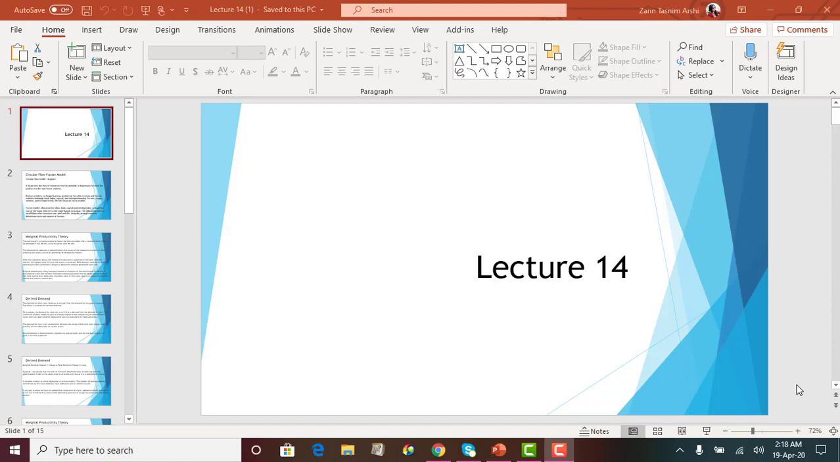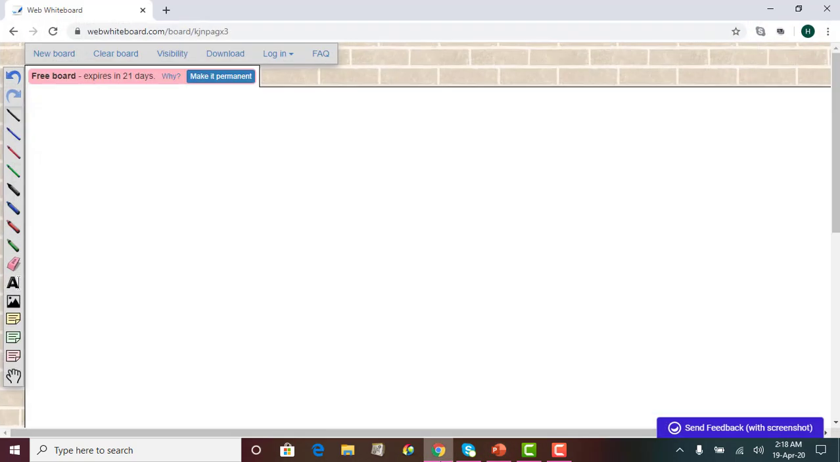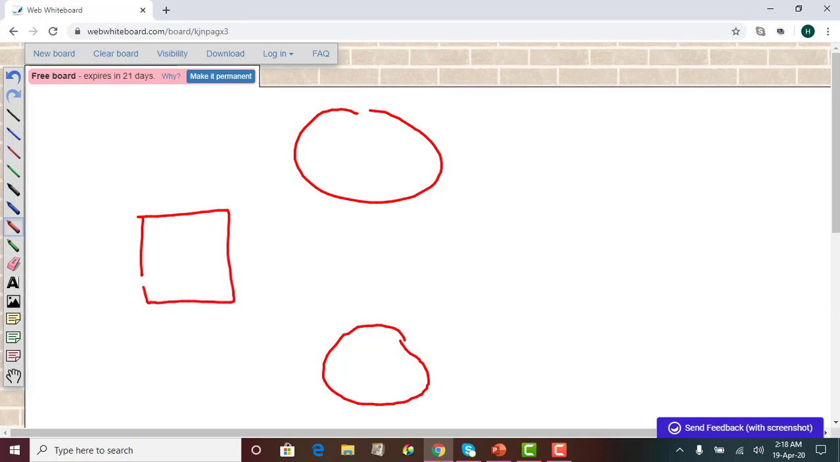Before we start talking about the factor market, let's first review the circular flow model, or circular flow diagram, that we discussed in the very first chapter. If you remember, we had two markets and two entities, households and businesses, right?